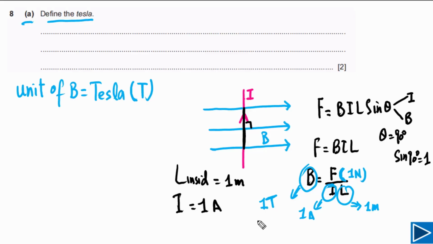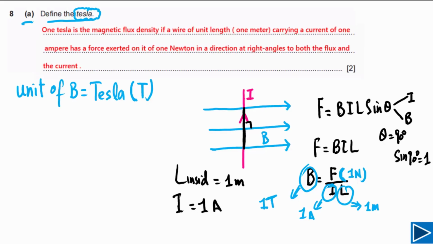And that's all we need to understand to define Tesla. So let me explain how you can write down your answer. One thing more you need to understand: Tesla is a unit, so you have to define this one in terms of units. This is how you can write down your answer. You have to mention that 1 meter, the unit length, of current-carrying wire of 1 ampere experiences a force of 1 Newton in a direction at right angles to both the flux and current. If you mention these points, you will get 2 marks for this question.